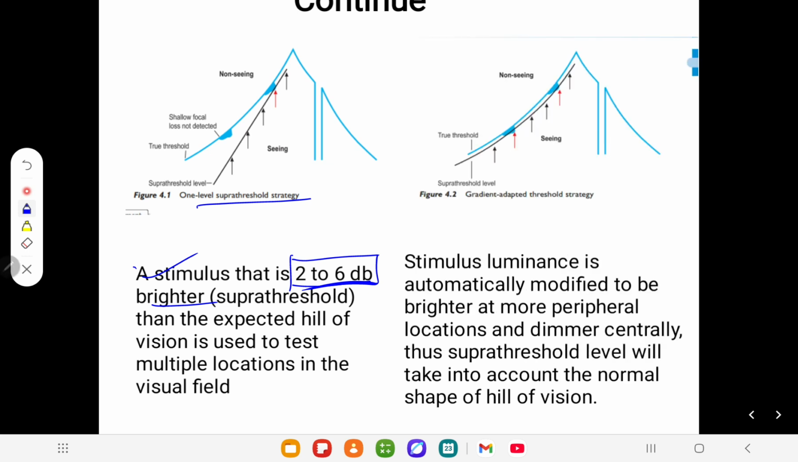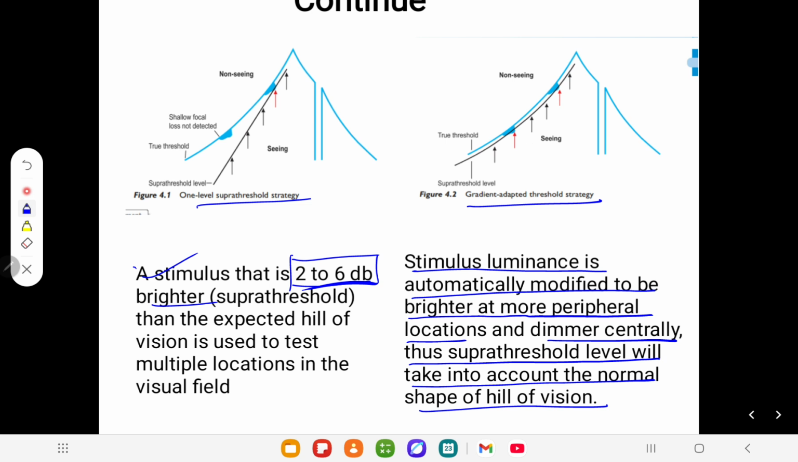And the two-level one means what? Stimulus luminance is automatically modified to be brighter at the more peripheral locations and dimmer centrally. Thus, the suprathreshold level takes into account the normal shape of the hill of vision. So in gradient adaptation, the brighter stimulus is thrown in the periphery of the retina and the dimmer stimulus in the center of the retina, so we adjust gradually from center to periphery. That's the concept. But in both cases, we always project suprathreshold.